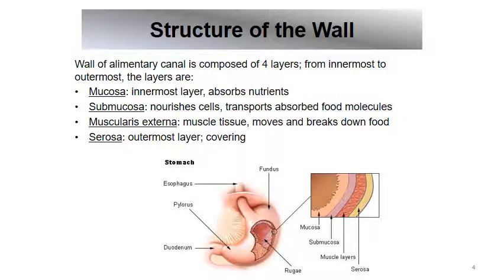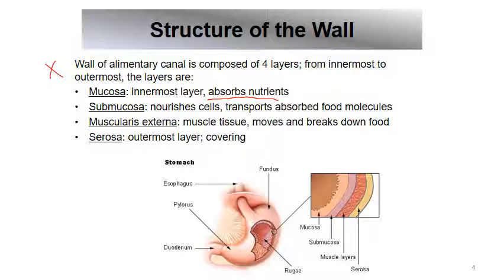So the alimentary canal, remember the esophagus, the stomach, the intestines, their walls are composed of 4 layers. Okay, so we're going to put a big star here. We need to know that the mucosa layer is the innermost layer. This layer absorbs nutrients. The submucosa layer is just right under the mucosa, going more superficial to the outer part. This one helps us to nourish the cells and transport the food molecules.